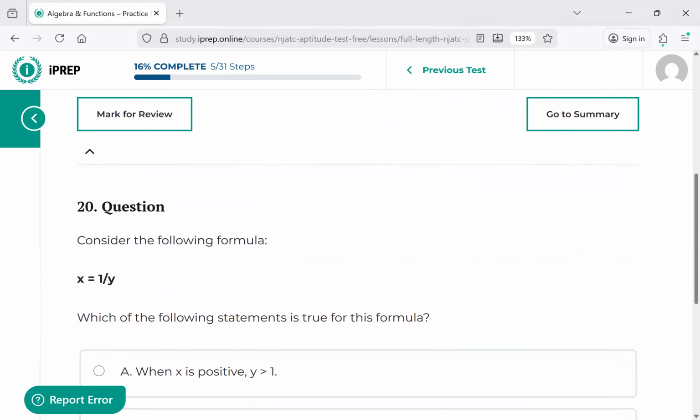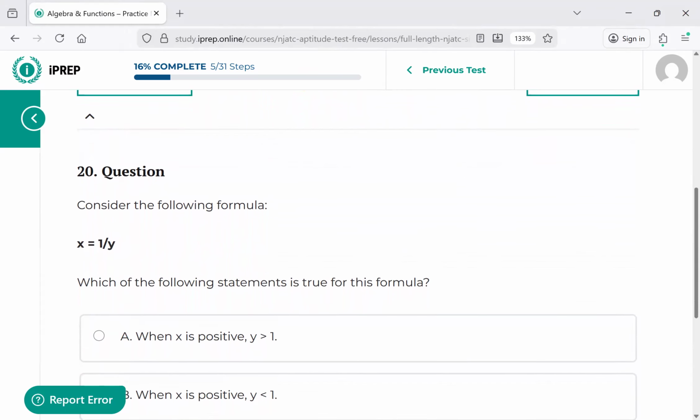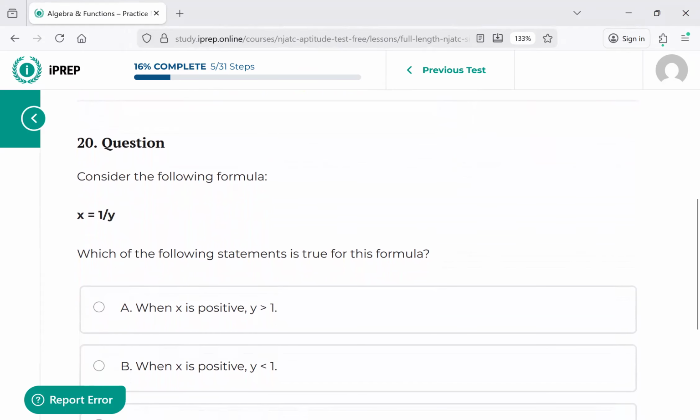Question 20. Consider the following formula: x equals 1 over y. Which of the following is true? So is this a linear line? It is. But should we graph it? I don't think so, no. Oh, I know why. We can't graph it, because this is not a linear line, right? This is how I know it. It's going to be x equals 1 over y.